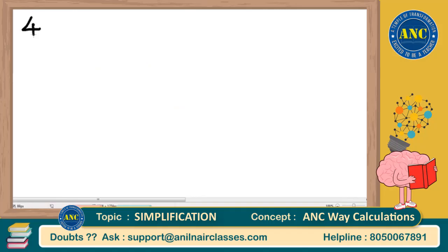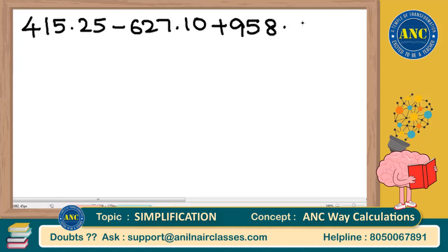See this question: 415.25 minus 627.10 plus 958.55 is equal to question mark. This is a very easy question, but if you start simplifying it the way it is, you will find it very difficult. So the best thing to do is to handle the decimal part initially. 0.25 minus 0.10 is 0.15. 0.15 plus 0.55 is 0.7. Now I got 0.7.